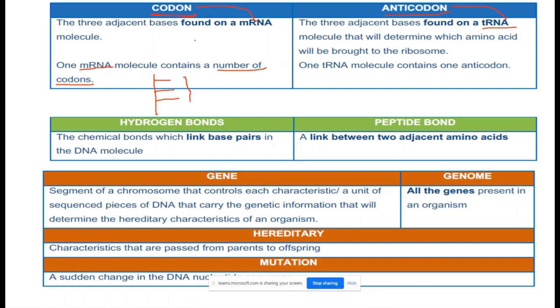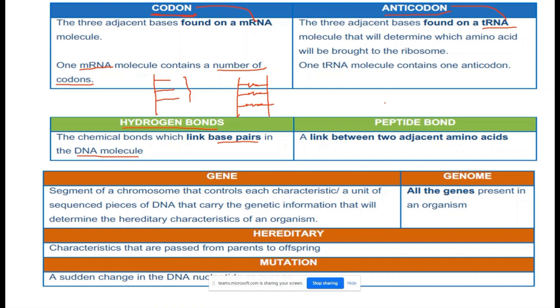Right. Then we also have hydrogen bonds and peptide bonds. Where do we get hydrogen bonds? Remember, we said DNA is a double strand. So there you have a base, and there you have a base. Let's just make three. These bases are kept together to make the double strand by weak hydrogen bonds. So your hydrogen bonds are found between your base pairs in DNA.